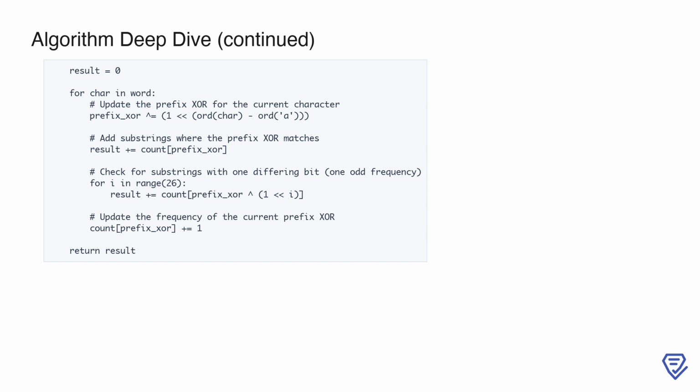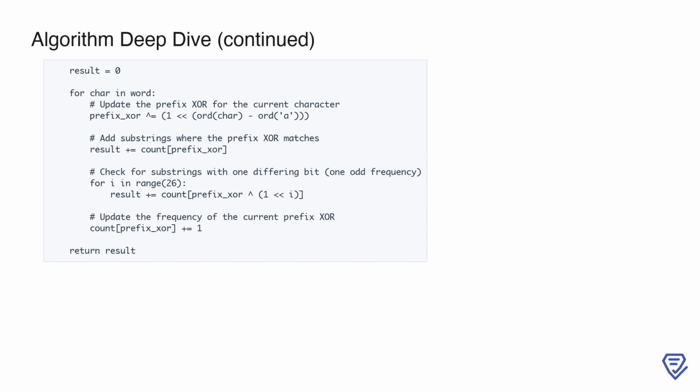The optimized approach begins by initializing a variable prefix_XOR to track the running XOR of the bit mask as we traverse the string. We also use a hash map, initialized with an entry for prefix_XOR equals 0 to handle cases where the prefix itself is wonderful. As we iterate through the string, we update prefix_XOR for the current character. This is done by flipping the bit corresponding to the character's position in the alphabet.